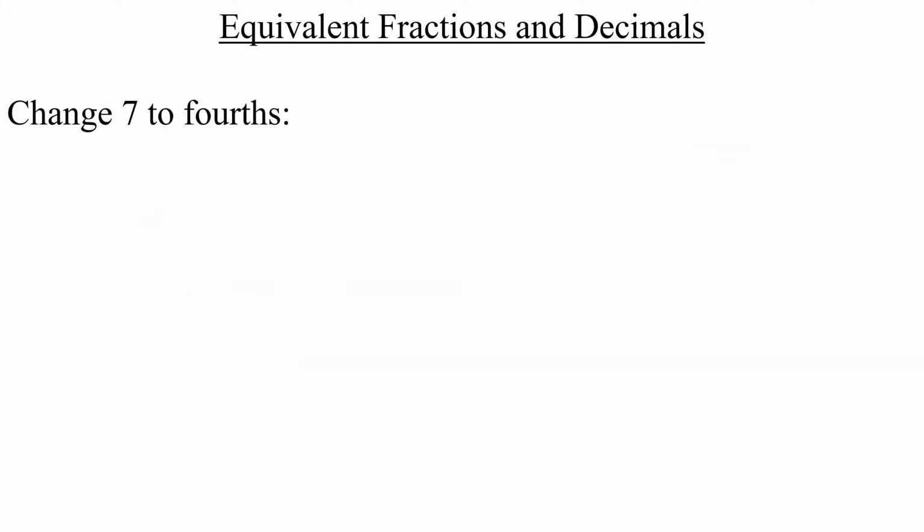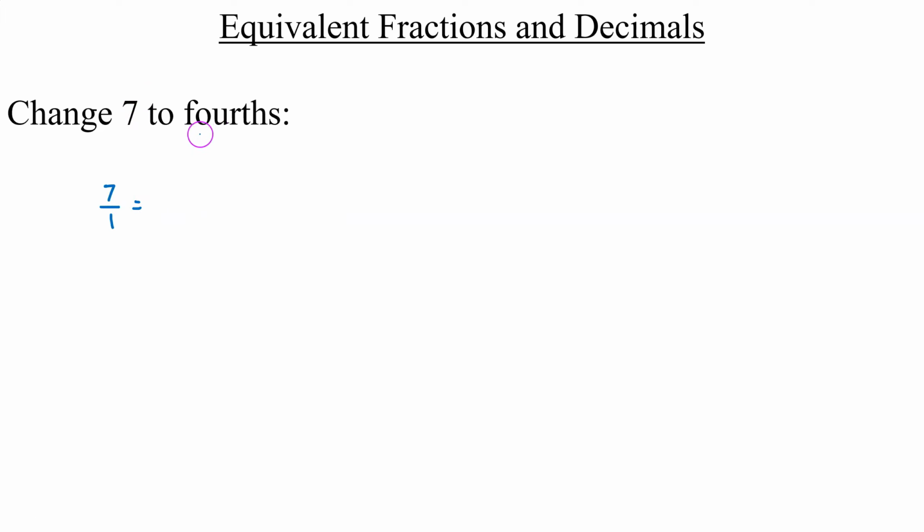This next question sounds a little strange at first. It almost sounds like there's something missing from the question. Change 7 to 4ths is all it says. So whenever you have a whole number, you can still think of it as a fraction. Just put it over 1. So just make your denominator 1. And that doesn't change anything about the number.